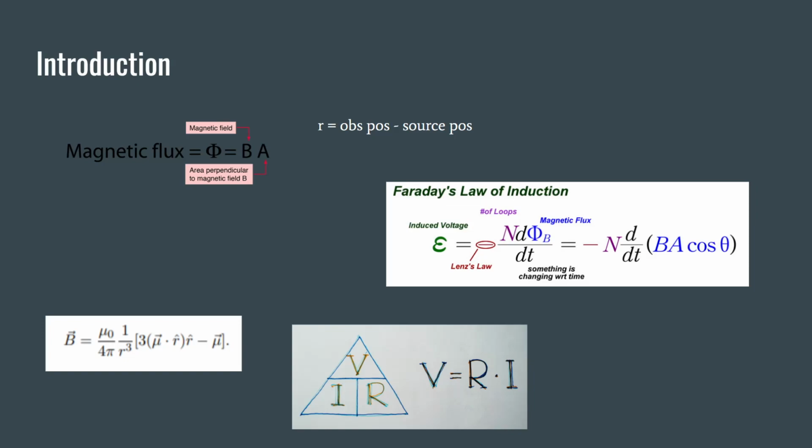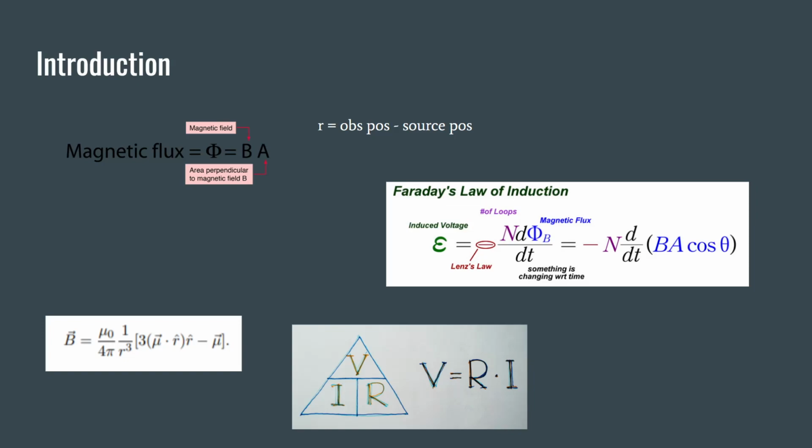On the top left, you'll see the formula for magnetic flux, where the magnetic flux is equal to the magnetic field times the area perpendicular to the magnetic field B. To the right, you'll see Faraday's law of induction, where the induced voltage, or the EMF, is equal to negative N times dΦ over dt, which can then be written to the formula on the right that is used in the lab for our calculation of the EMF.